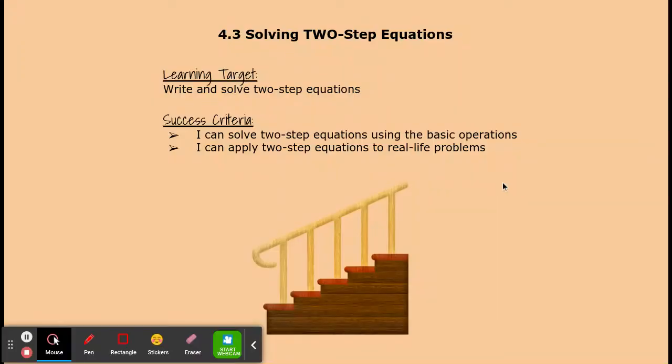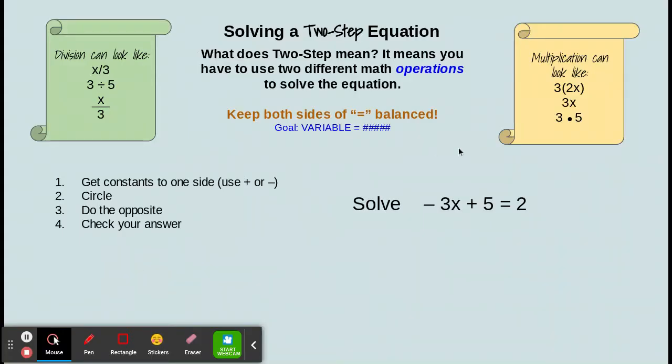Section 4.3, solving two-step equations. We will write and solve two-step equations using the basic operations. But what is a two-step equation? And what does two-step mean?